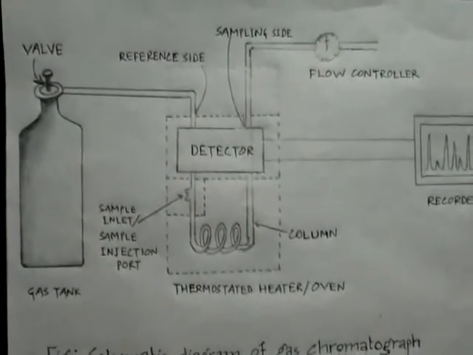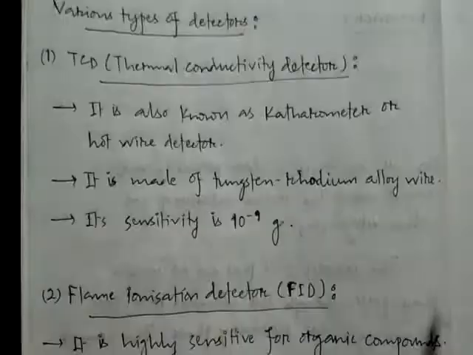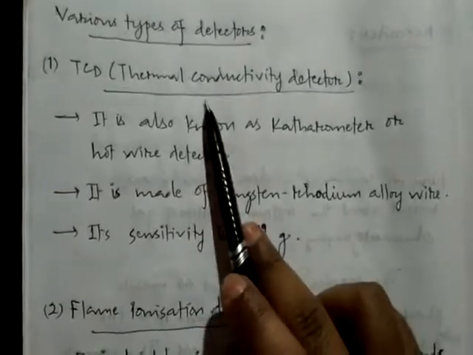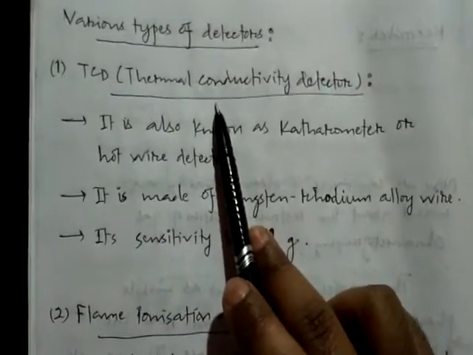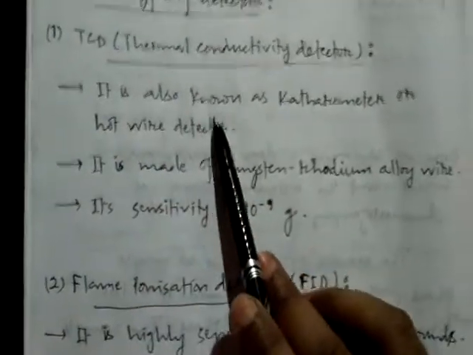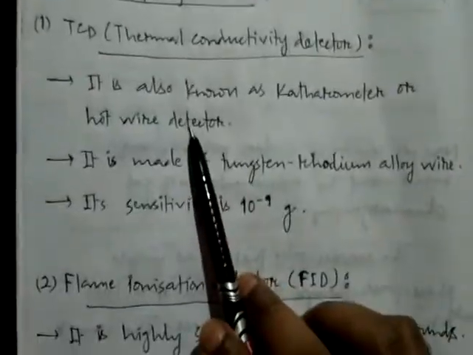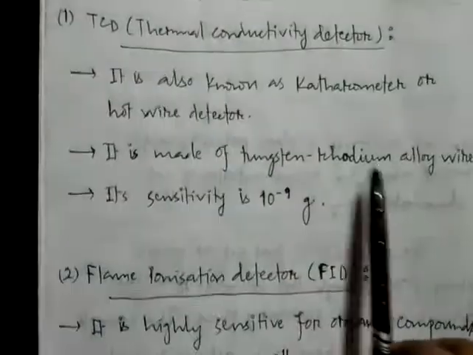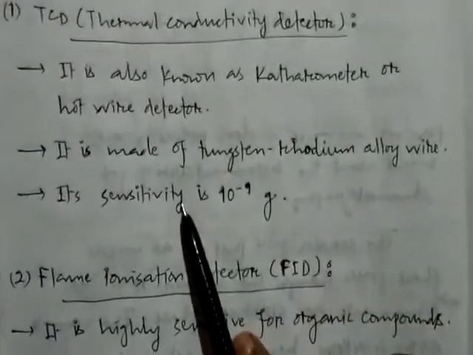Now let us look at some of the types of detectors. Here are some of the types of detectors. The first type is the thermal conductivity detector or TCD. It is also known as catharometer or hot wire detector. It is made of tungsten rhodium alloy wire. Its sensitivity is 10 to the power minus 9 gram.